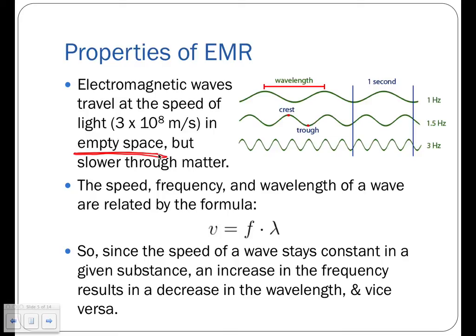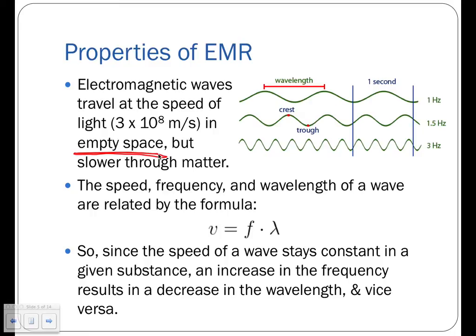Every other type of wave in the universe has to go through something, some type of matter. So water waves obviously have to go through water. Sound waves have to go through matter. You need air or some other solid or liquid substance for the sound to go through. Sound doesn't travel through empty space. Water waves can't go through empty space. But light and other types of EM radiation can.